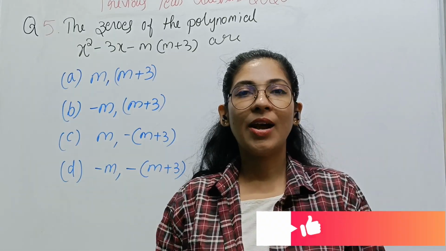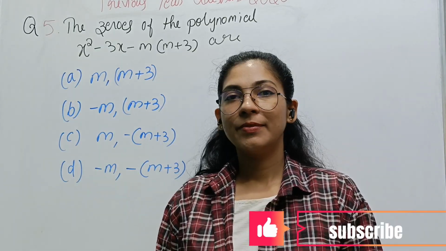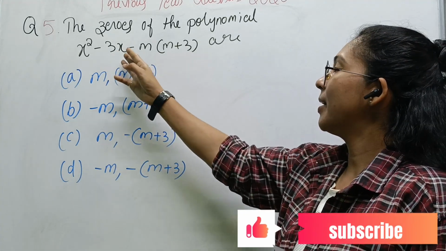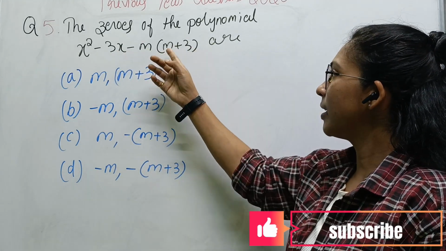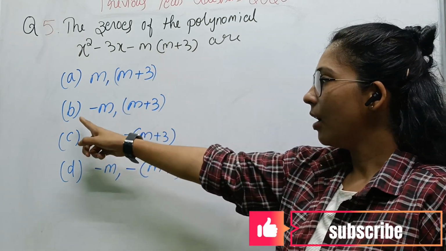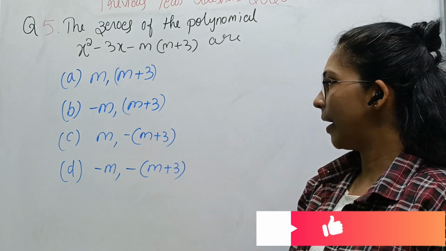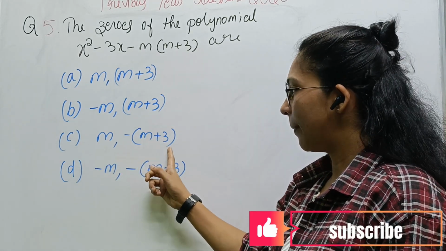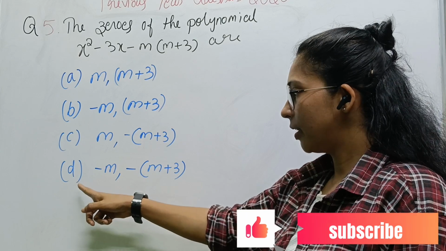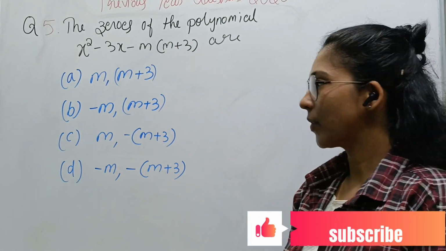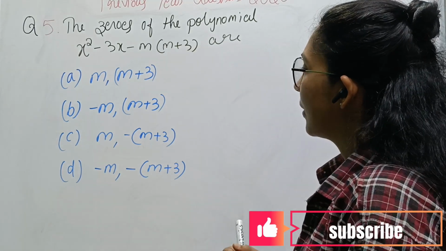Okay, now the last question from the year 2020: the zeros of the polynomial x square minus 3x minus m into m plus 3 are: option A, m comma m plus 3; option B, minus m comma m plus 3; option C, m comma minus of m plus 3; and finally option D, minus m comma minus of m plus 3. Okay, so this is the question.